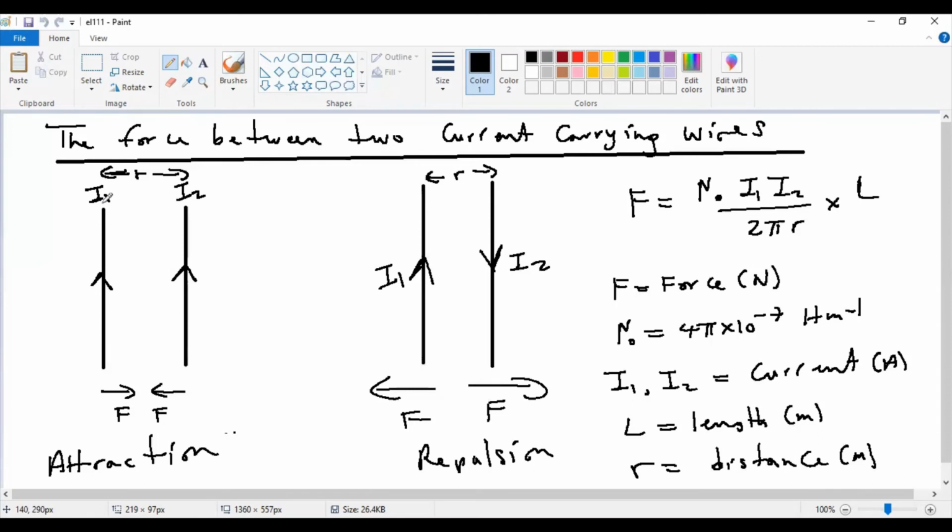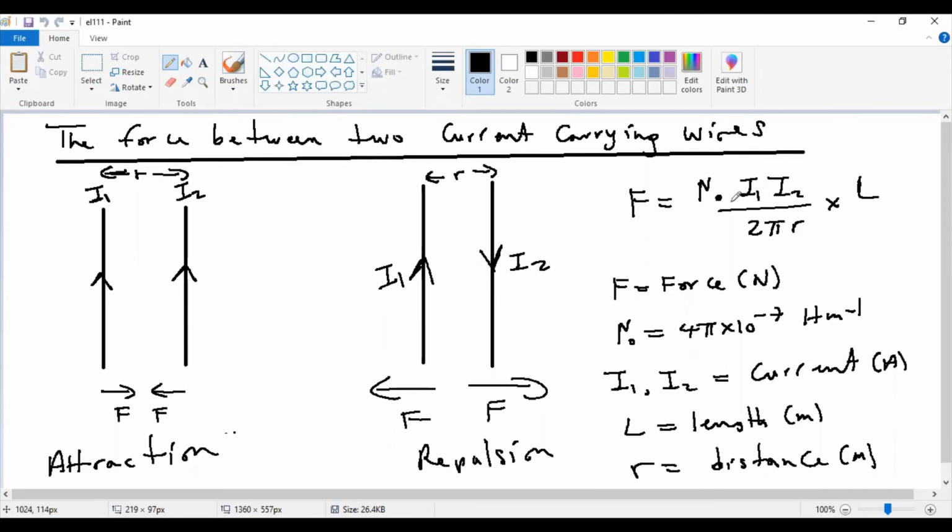So if I have a wire carrying a current I1 and a next wire carrying a current I2, there's going to be a force of attraction between the two wires because the two currents are pointing in the same direction. Next, if I change the direction of the current in one of the wires, so the currents are flowing in opposite directions, then the two wires will want to move apart, and that's repulsion.